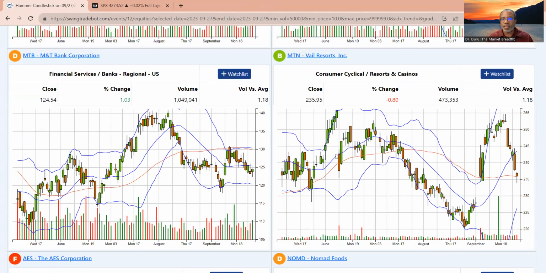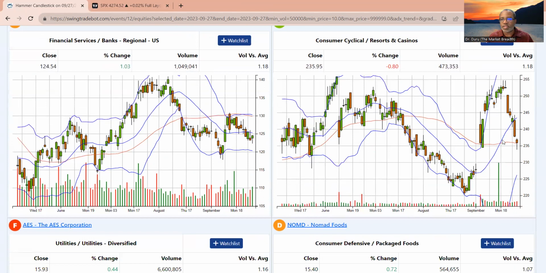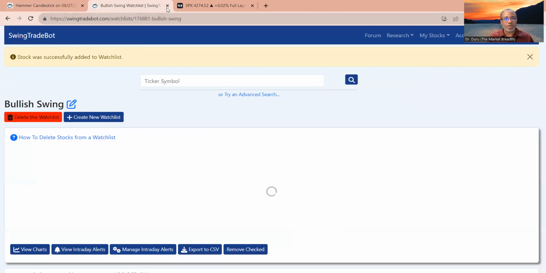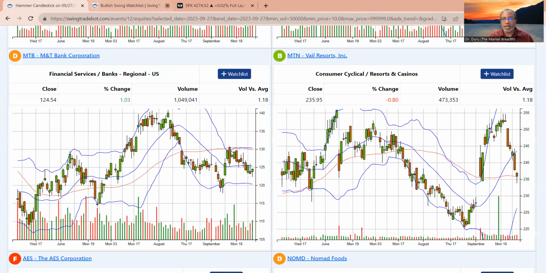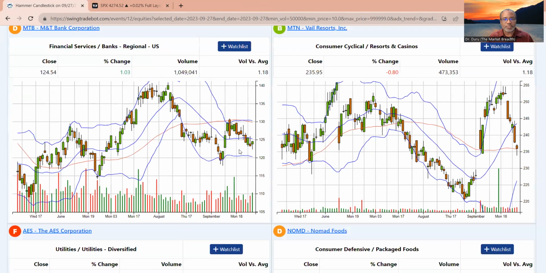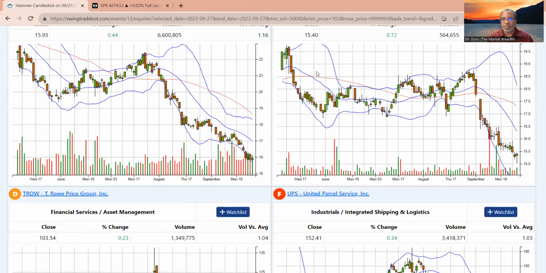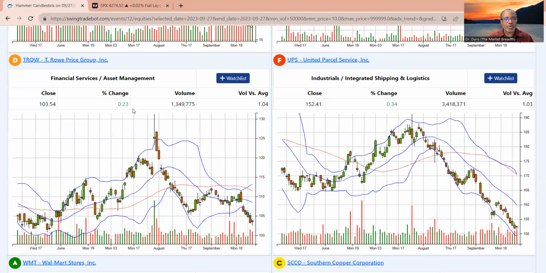Financials I don't like. Vail, that's pretty interesting. Look at that, right at the 50-day moving average. So that definitely goes on my list. And I remember Vail was in the news recently. I can't remember. So after this, I'm going to check out what's been going on with Vail recently. Vail Resorts, MTN. This one I don't like. There's no natural support that I can trade off of here. Nomad Foods, the same thing. T. Rowe Price, financials, skipping that.